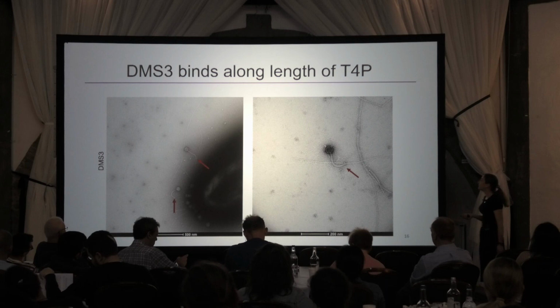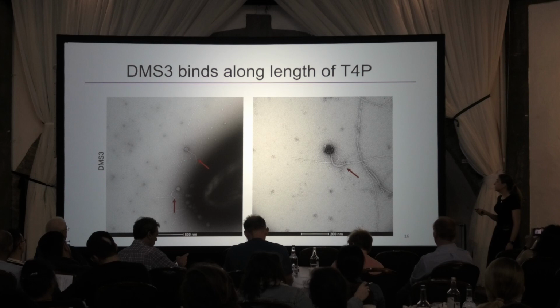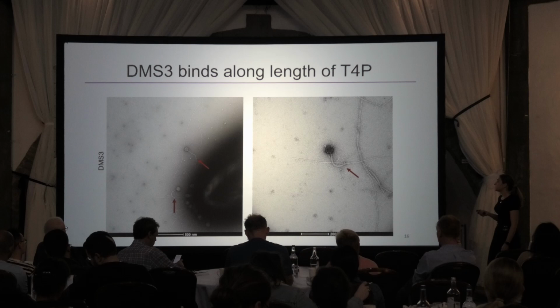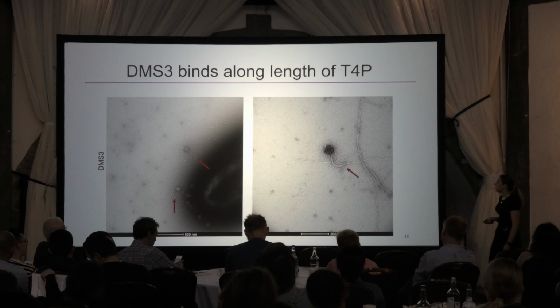Previously it's been reported that Pseudomonas phages that interact with the type 4 pilus bind along the length of the type 4 pilus fiber, suggesting they interact with a major pilin protein. And that's exactly what we saw for DMS3. You can see it's binding along the length of this type 4 pilus fiber, suggesting its interaction with the major pilin protein, PilA.